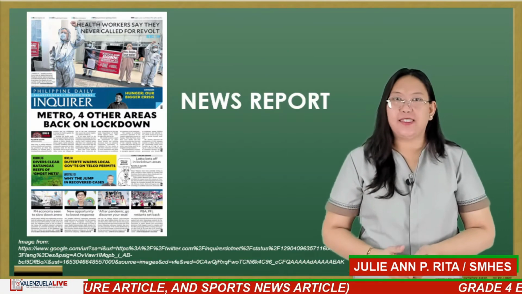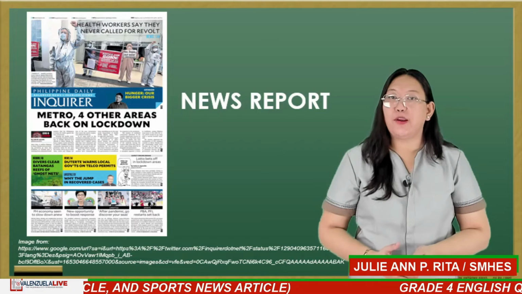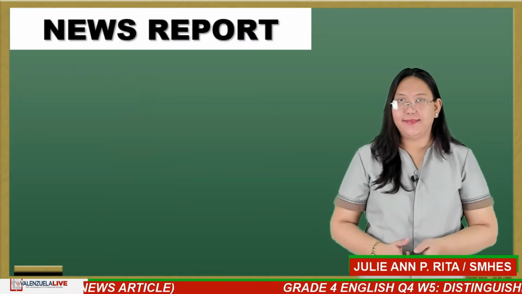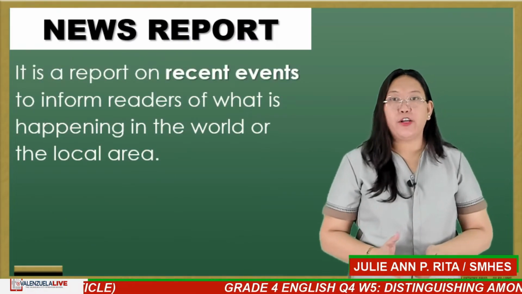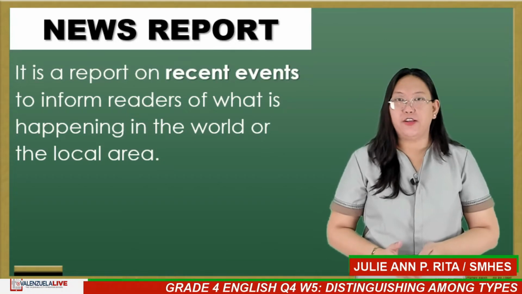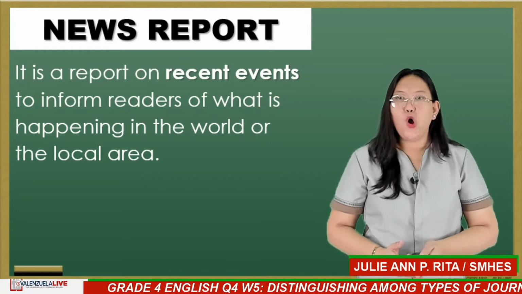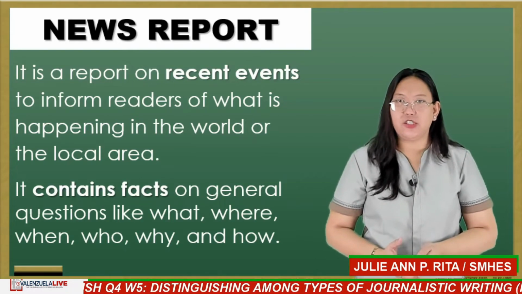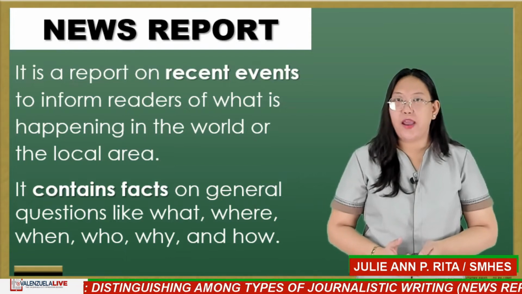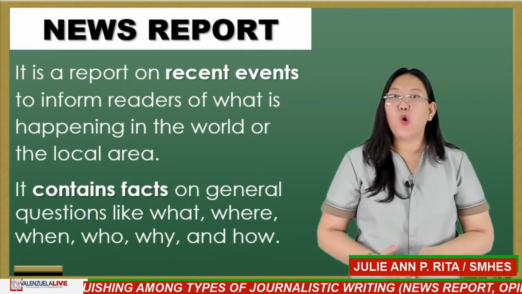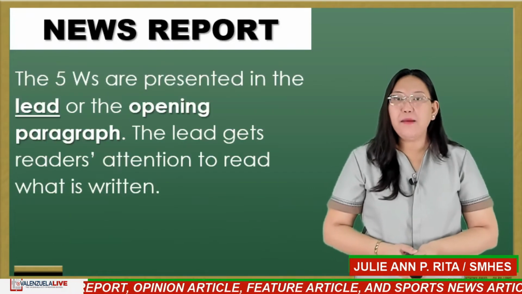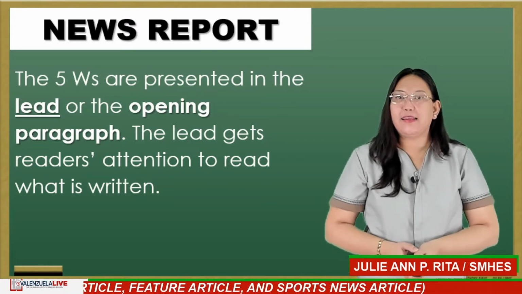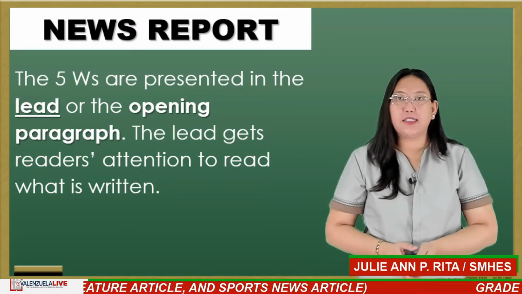The article I presented is an example of a news report. A news report is a type of journalistic writing. It is a report on recent events to inform readers of what is happening in the world or the local area. It contains facts on general questions like what, where, when, who, why, and how. The 5 W's are presented in the lead or the opening paragraph. The lead gets readers' attention to read what is written.